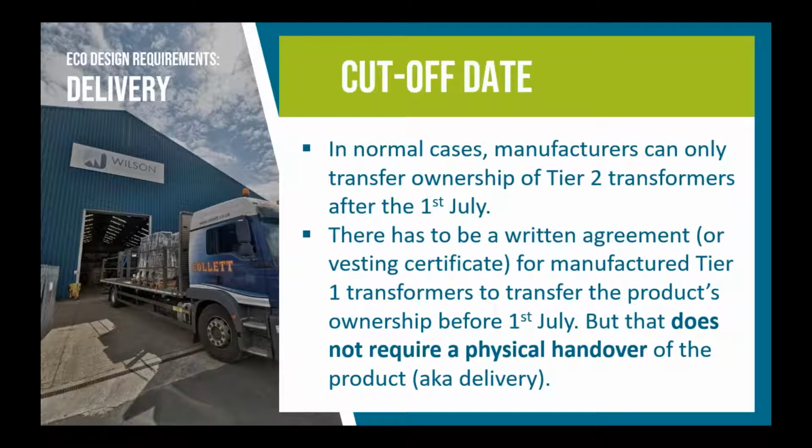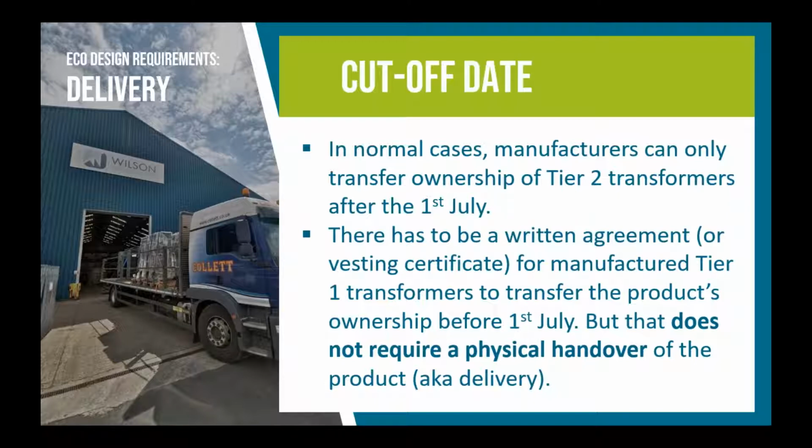So transfer of ownership is a written agreement for the transfer of product ownership after the manufacturing has taken place. So the product has to be manufactured. This is with or without a payment, but it could be, for example, a vesting certificate or any other sort of written agreement between the two players. So the regulation does not require a physical handover of the product or delivery.